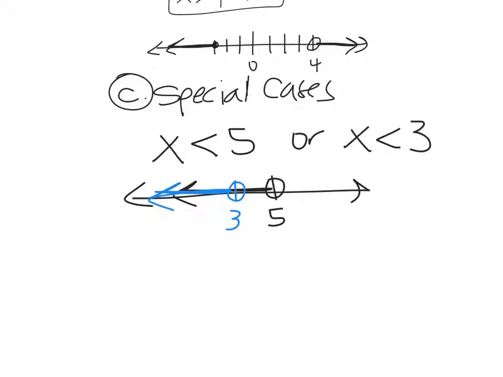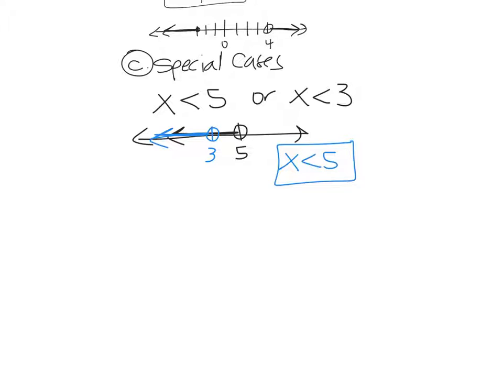It's a special case. It's a weird thing that happens. So if I wanted to say numbers that are less than 5 or less than 3, I don't need that or less than 3. The answer to this is just x is less than 5. Right? Because if you're doing or, you want one or the other. Well, if you just say less than 5, that takes care of the less than 3. All of those answers are in there. That's a special case. I talked about this a minute ago.